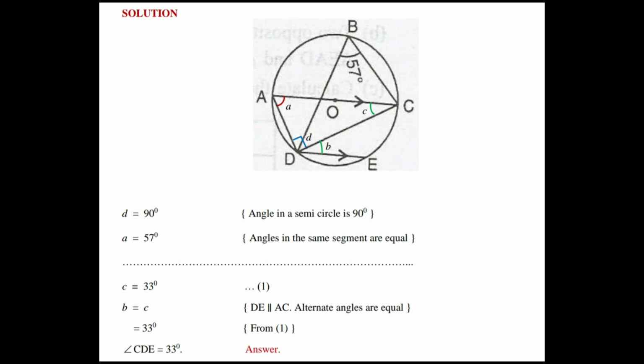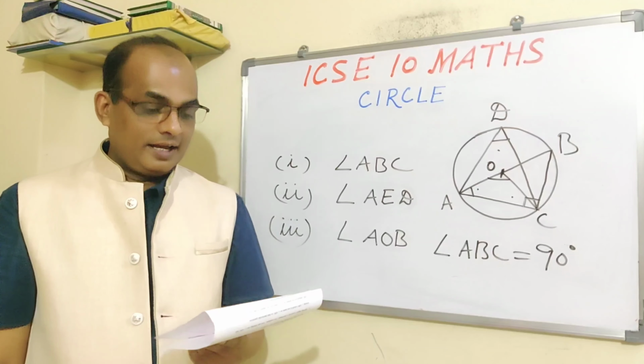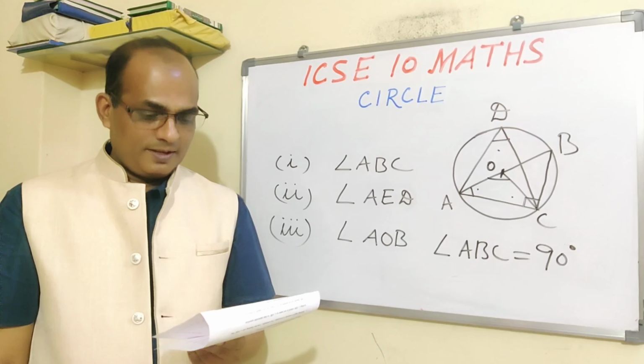Now what to find out? Don't leave it here, because your actual question says find out angle CDE, which is small b. So we got B. But then write down how the question has been asked in the question paper. So write down, therefore, angle CDE is equal to small b is equal to 33 degrees. And this is your answer. Got it? Okay. I hope things are very, very clear.